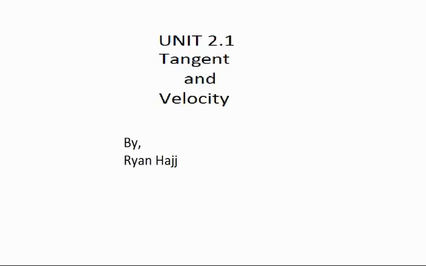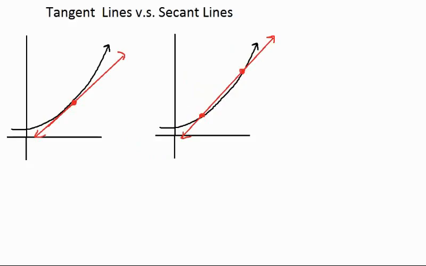I did my project on Unit 2.1 tangent and velocity. I will cover what they are and how to solve for them. So a major topic is the tangent line versus the secant line. The importance of these two is they help us solve for different forms of velocity.